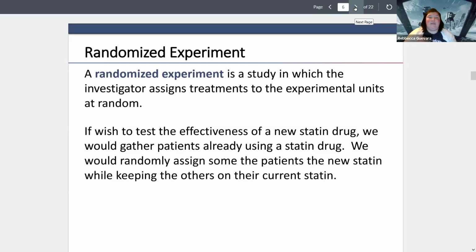So a randomized experiment is really similar to what everyone normally knows. We usually use the term just experiment to talk about this. We have observational studies and experimental studies as the usual terminology here, but we're just going to call this a randomized experiment, which your book uses. A randomized experiment is a study in which investigators assign the treatment to the experimental units at random.